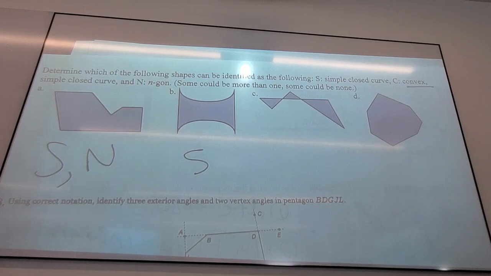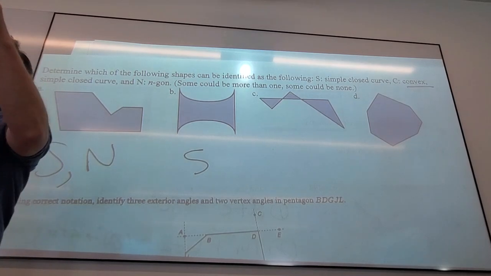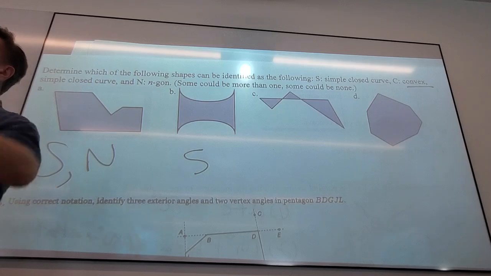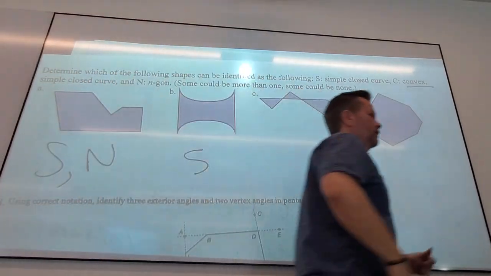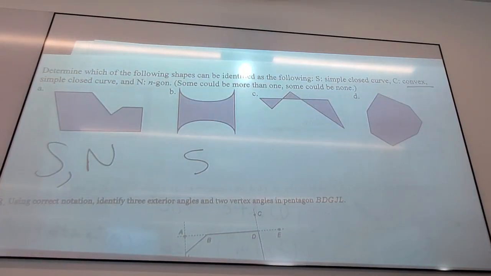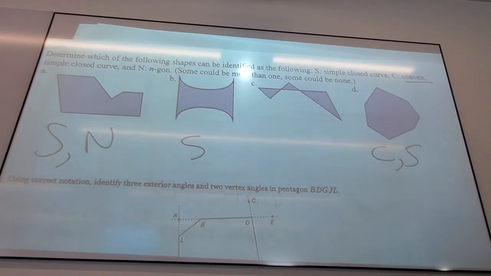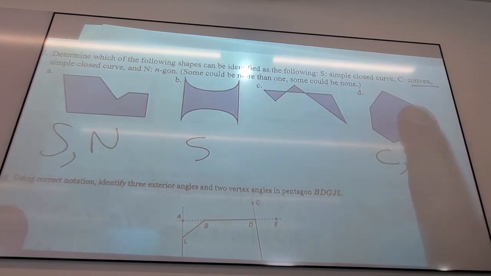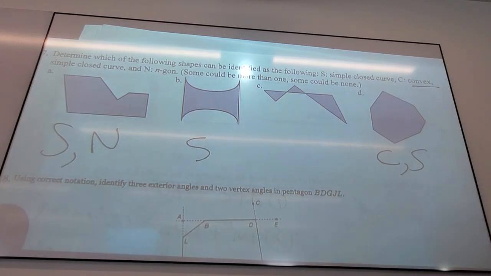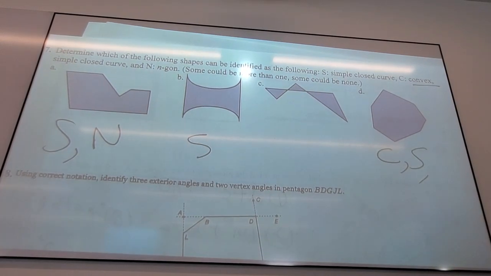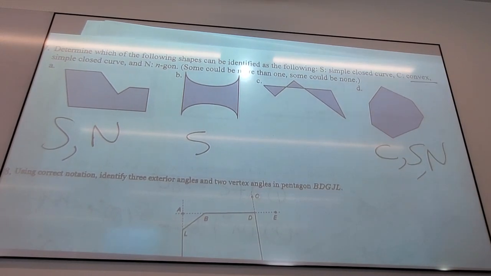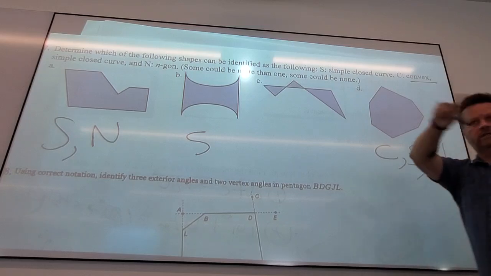Yeah, convex. Because it's almost like a circle that somebody just kind of flattened the sides out, so it doesn't cave in on itself. So it is a convex simple curve. It's also a simple curve, and if you didn't put S, you're fine because C has simple in it. Yes. Is it an n-gon? Yes, because all of its sides are line segments.